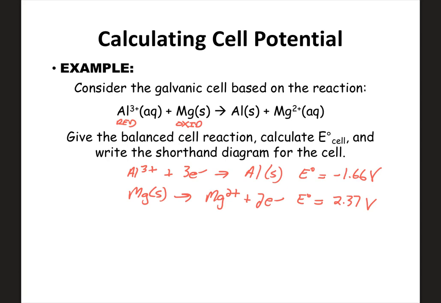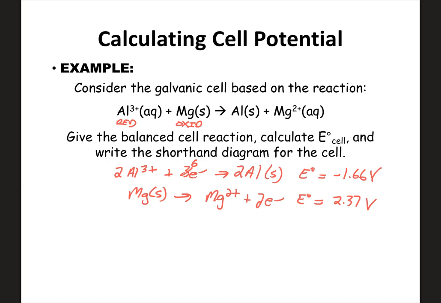It does want us to give the balanced cell reaction. So I need to make these electrons cancel out. So it looks like the only way I'm going to do that is if I get them to be 6. So I'm going to have to multiply the first one by 2. So I'm going to end up with 2 Al3+ plus 6 e- and then 2 Al solid here.